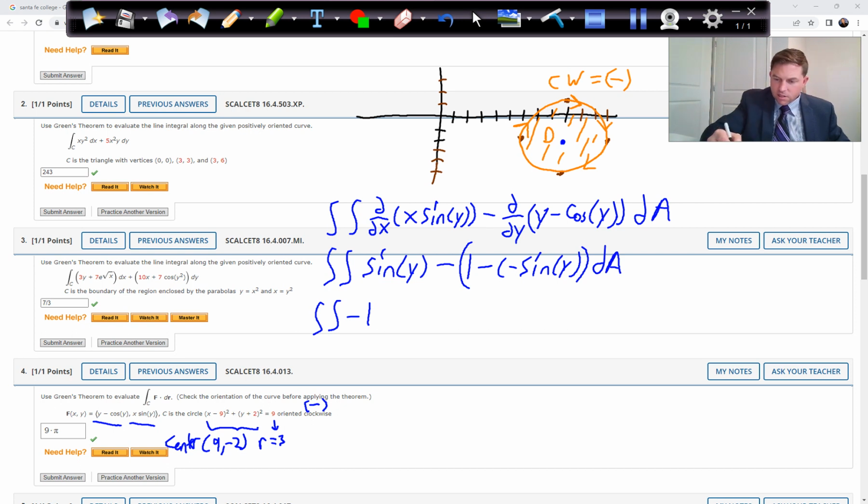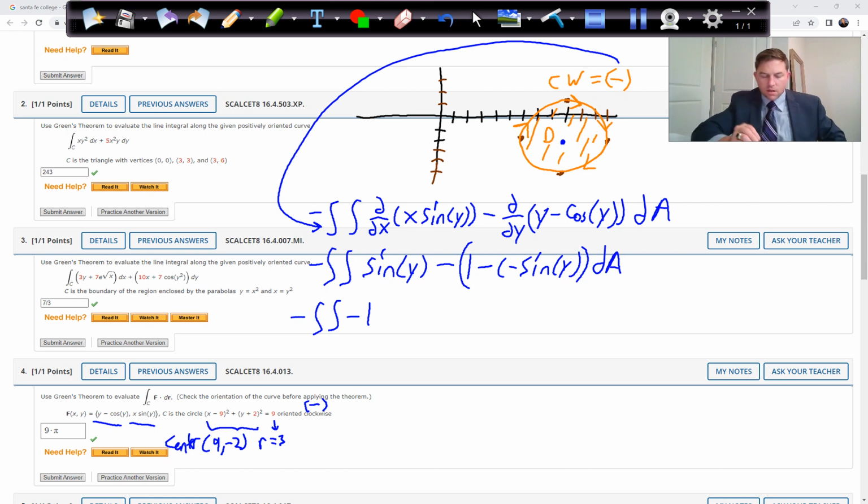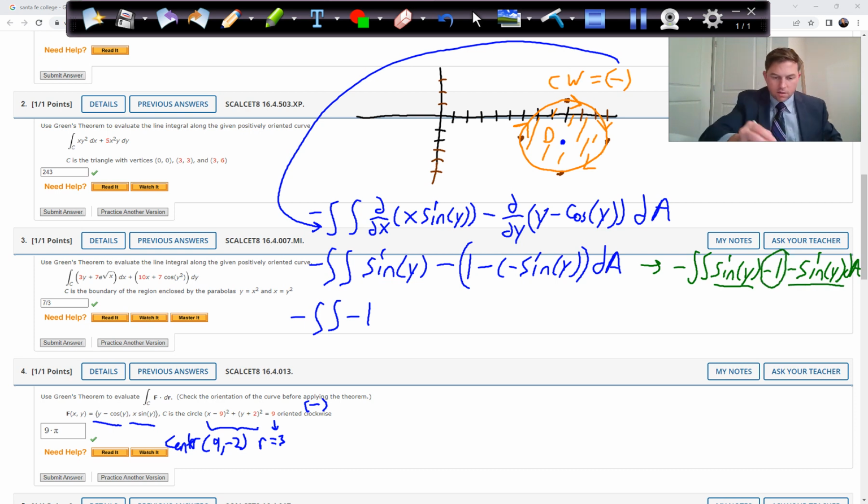Yeah, because this is clockwise, I should have carried a minus sign the whole time. Okay, now let's make sure I don't lose you here. This is negative double integral of sine y minus 1 minus sine y dA. So this triple negative sign will leave one minus sign in front of the sine. We have sine minus sine, those two cancel, and we're just left with minus 1. Okay, and then we have dA.